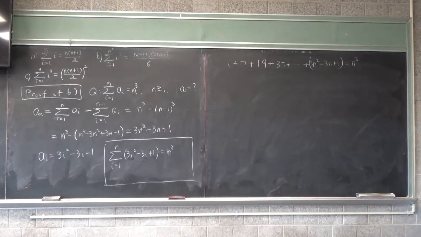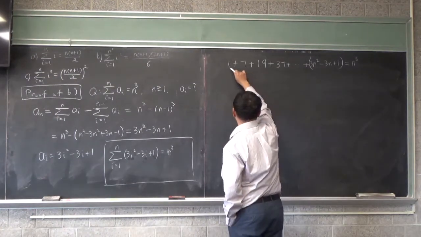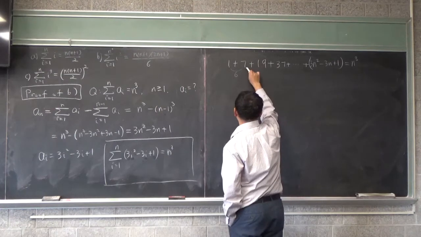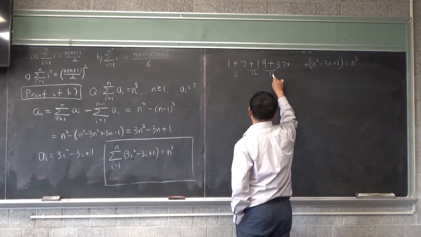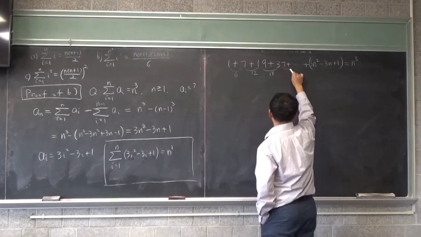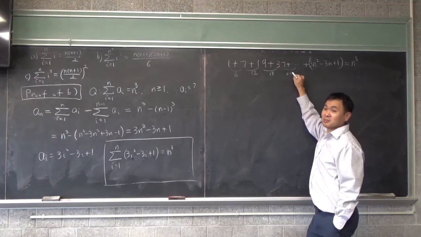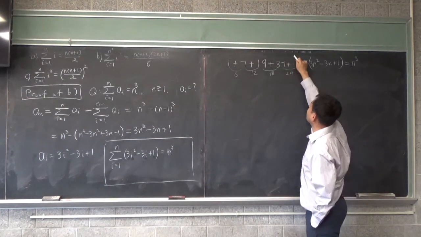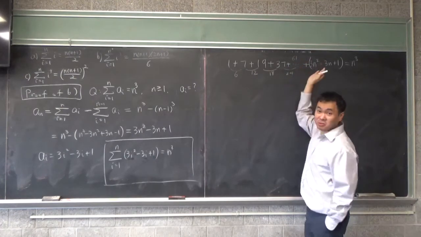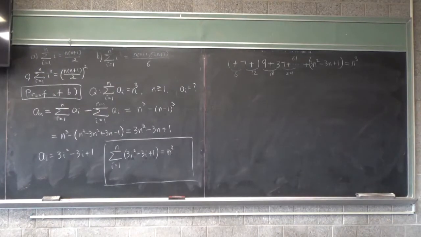Now, if you're wondering about the pattern, these numbers actually have patterns. So this is like 6 apart, and this is 12 apart, and this is 18 apart, right? So the next number should be how much apart? 24. So 37 plus 24 will be 61. So if you add this much, you're going to get n cubed. So that's what you're seeing.